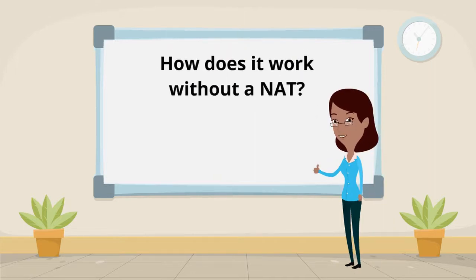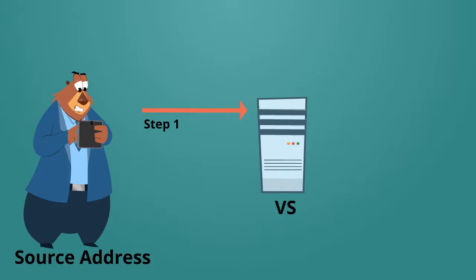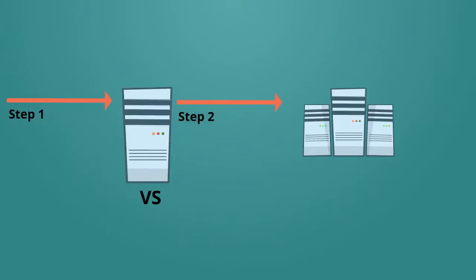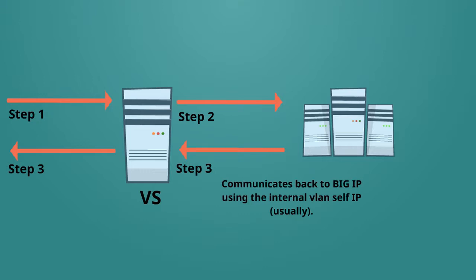Now I'm going to cover how the source address connects to the destination address via a load balancer. So this is without the NAT, how it works in 3 simple steps. Step 1, the source address communicates with the virtual server. Simple. Step 2, the virtual server then initiates a request to the pool member that is selected. Again, simple. Now, step 3, this is where it gets a tiny bit more complicated. The pool member then communicates to the big IP.